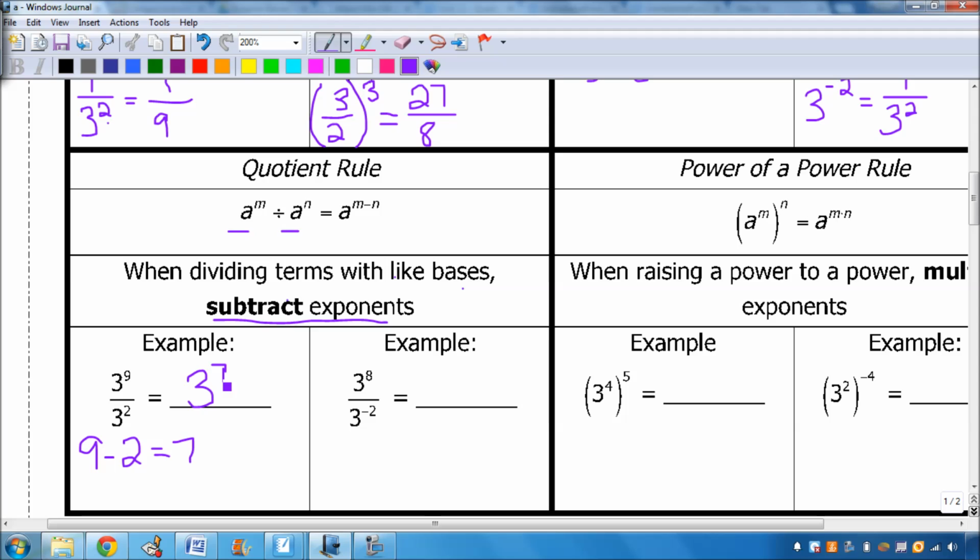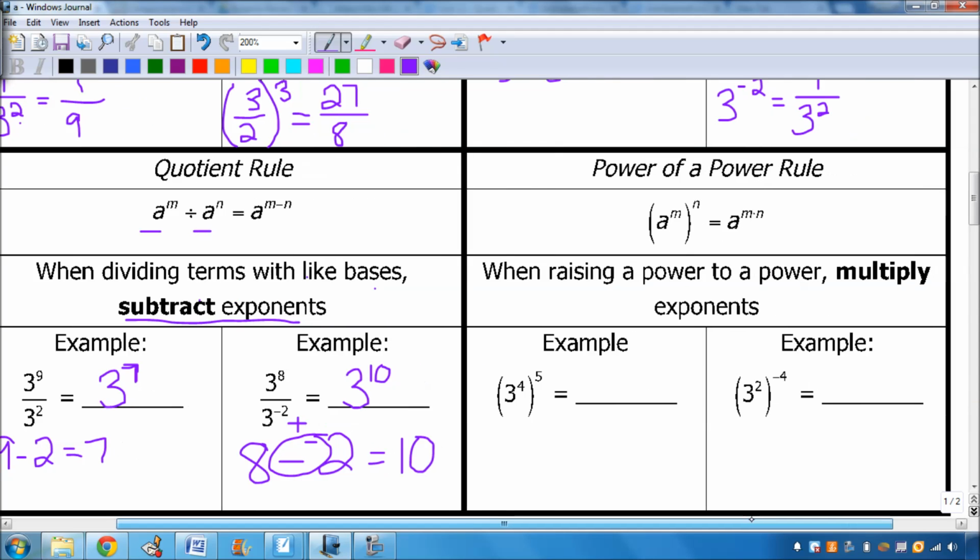The next example is a little bit trickier, however, because all you have to do for this one is still do 8 minus negative 2. However, this minus negative, remember, turns into a positive, so it's 10. So this becomes 3 to the 10th power, okay?